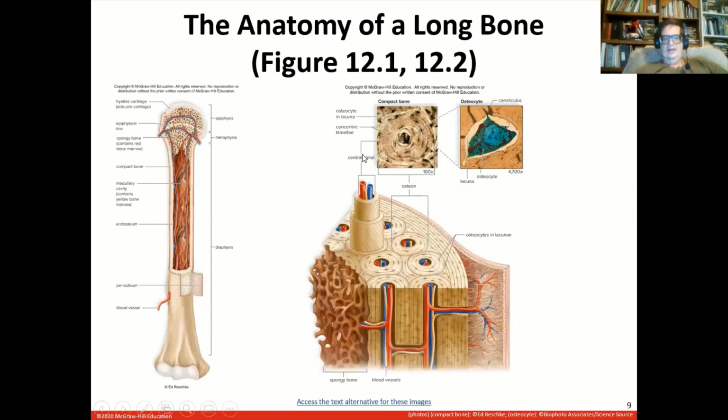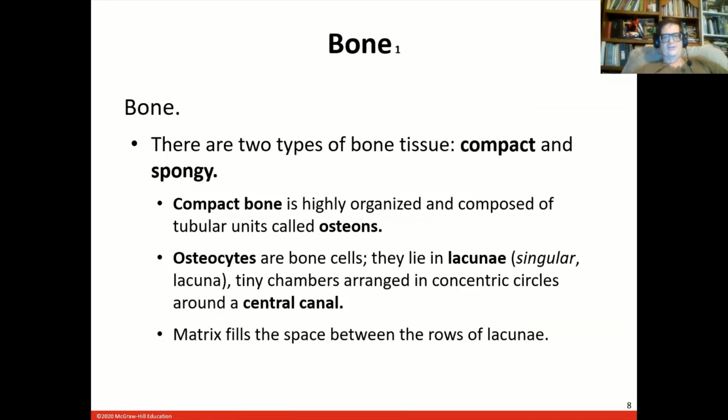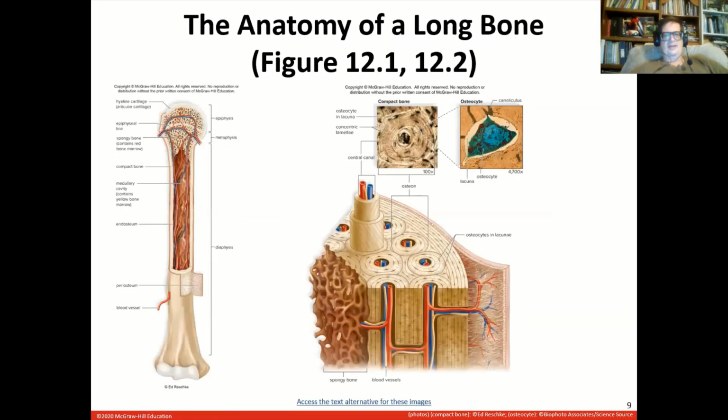Okay. And the matrix is the space between the rows of lacunae. They're talking about those layers that are in rings. That's the stuff that has that hydroxyapatite in it.